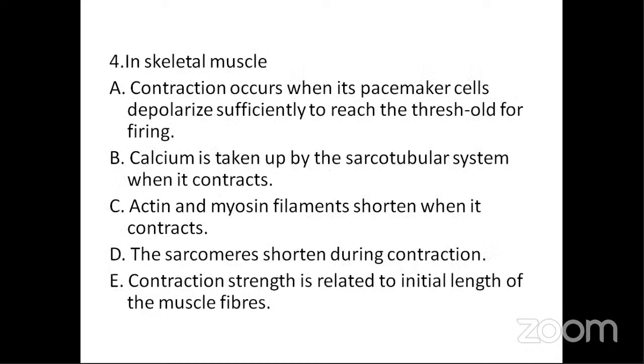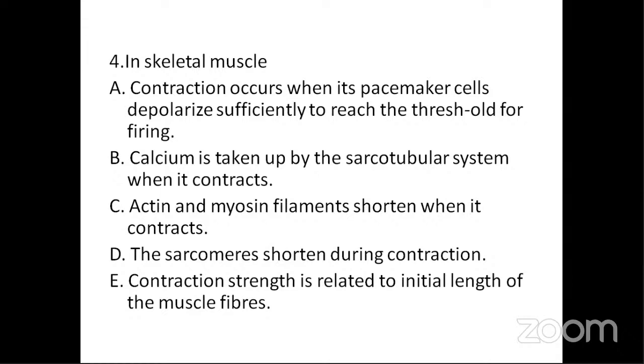In skeletal muscle, contraction occurs when its pacemaker cells depolarize sufficiently to reach the threshold for firing. Is it true or false? It is false. Skeletal muscle has no pacemaker cells and shows no spontaneous activity. Next option. In skeletal muscle, calcium is taken up by the sarcotubular system when it contracts. It is false again. Calcium is released from intracellular stores when it contracts.